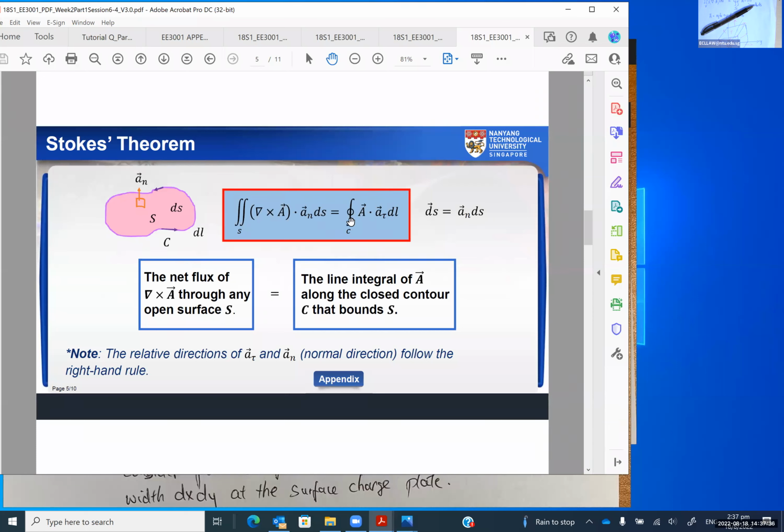So you can see, closed loop contour of that A field dot the length along it, along the contour in a closed form. So the contour encloses the area, right? Whereas the divergence, the closed surface encloses a volume. This one is a closed contour, encloses an area. Okay, so that's basically your third question in this tutorial.